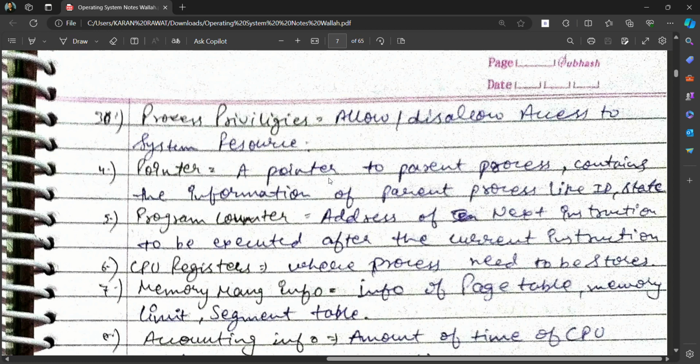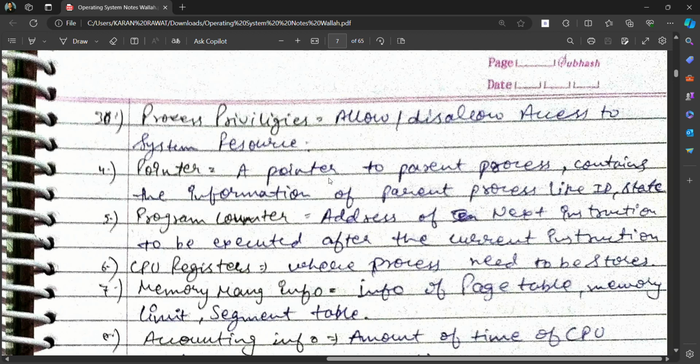Next is pointer. PCB also stores a pointer, and basically that pointer points to the parent process that contains the information of the parent process, like ID, state, and all that. So a pointer is also there in its PCB, pointing to the parent process. The parent process also has an ID and state and all that. So pointer basically points to the parent process.